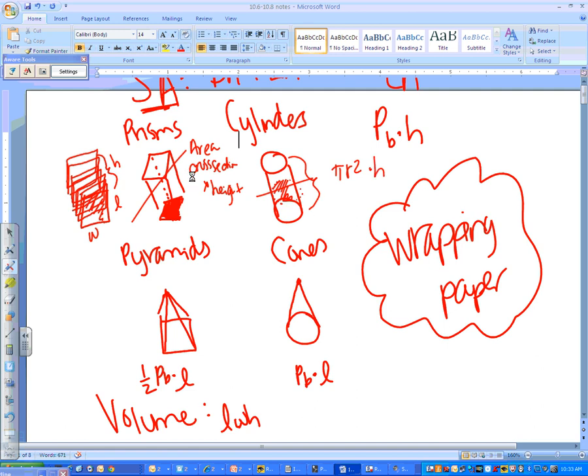Okay, so that's what we're doing today. For volume, we're talking about two specific shapes. We're going to talk specifically about prisms, which is a little bit harder because remember these bases can be different shapes. Then we're going to talk about cylinders in the second video, which is easier because the cross section is always going to be a circle.